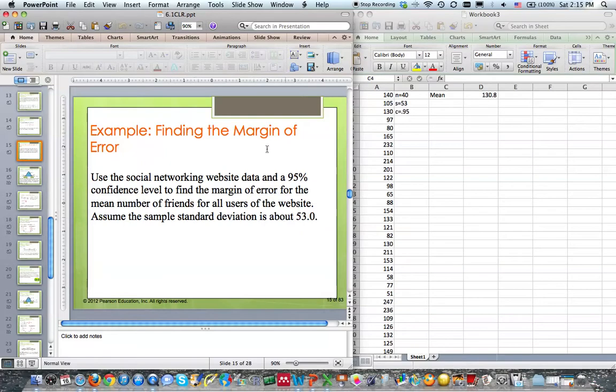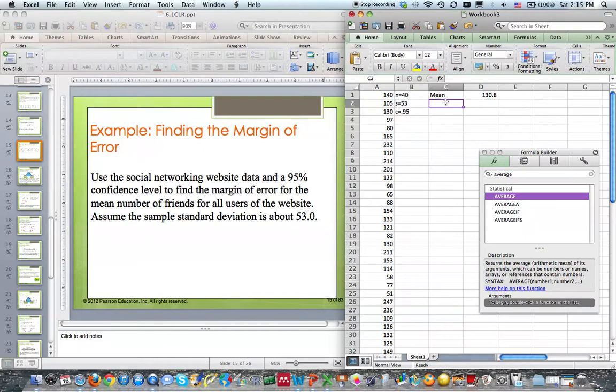In order to do the error formula, there's one thing I don't have, because the error formula is error equals z-score times s divided by the square root of n. So we have n, we have s, but we don't have z. So we need to find a z-score that's corresponding to 0.95. Now we can do that by using norm.s.inv.